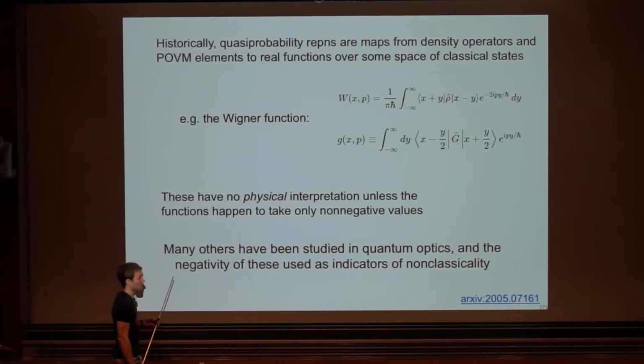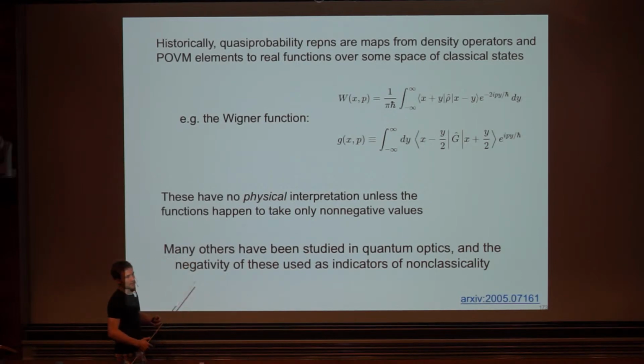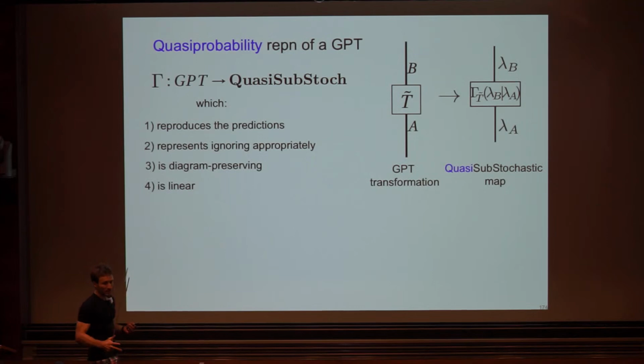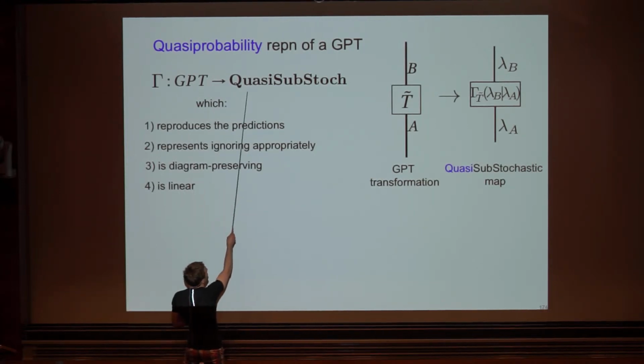And these have been used in quantum optics quite a lot and in quantum computation. And negativity in these is often thought of as an indicator of non-classicality. And we can make that precise using the things we've been talking about. So to formalize a quasi-probability representation, we can do it in exactly the same way as the other two representations we just talked about.